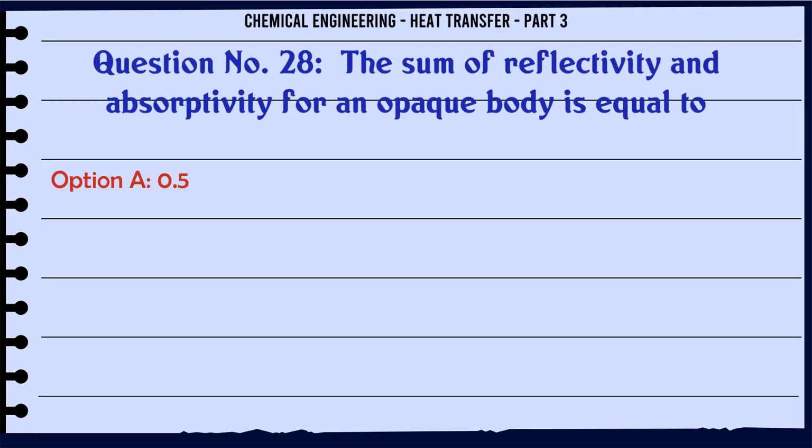The sum of reflectivity and absorptivity for an opaque body is equal to A. 0.5. B. 1. C. 0. D. 2. The correct answer is 1.